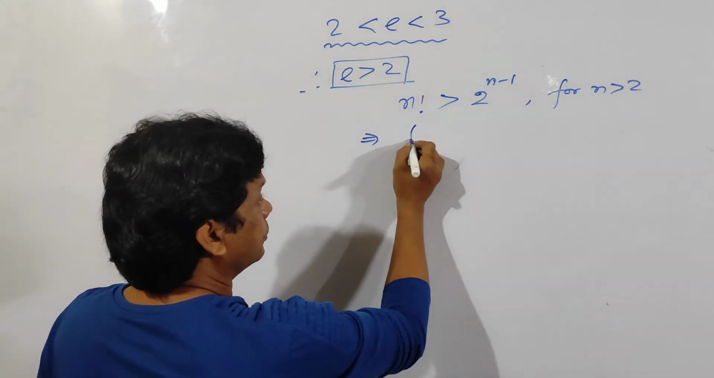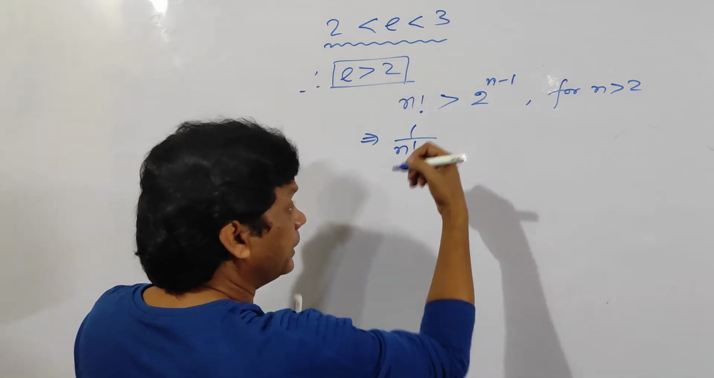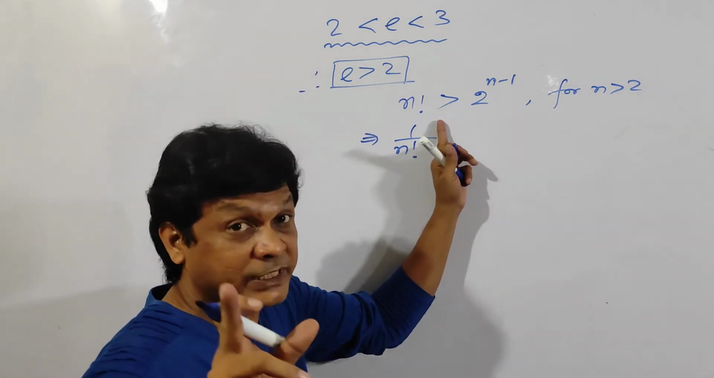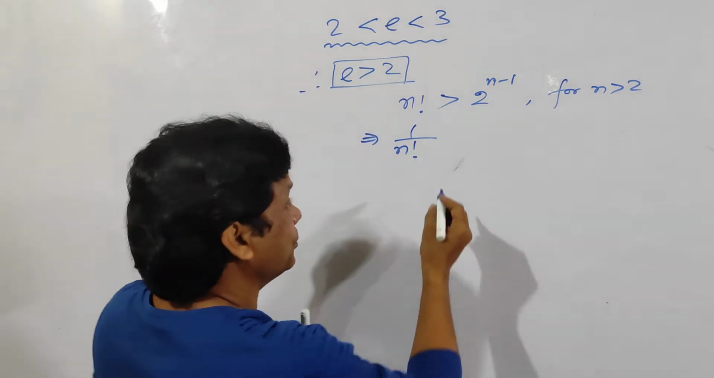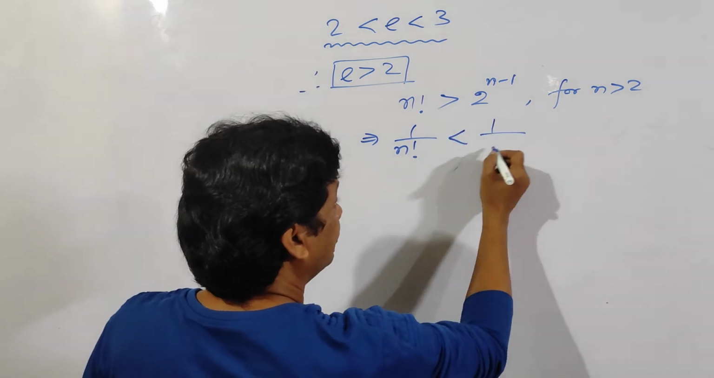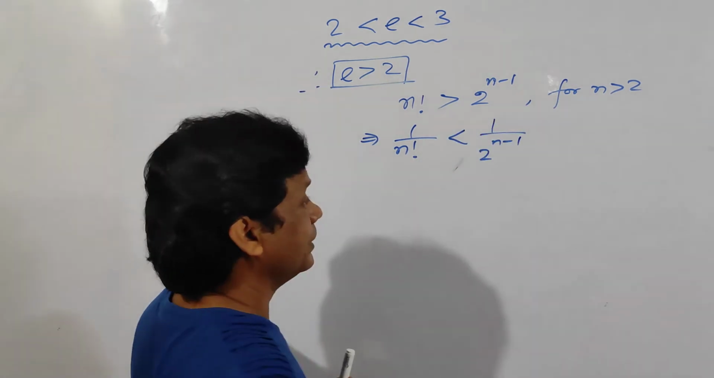Now, it implies 1 by factorial n, if you take the reciprocal, then the sign will be changed. Already it is known to you. So this will be less than 1 by 2 to the power n minus 1. Is that clear to you?